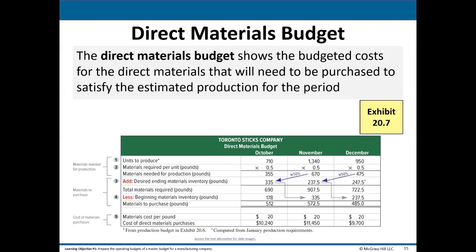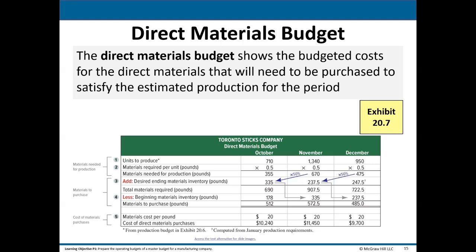First, enter the units to produce from the production budget that we did a couple slides ago. Second, enter the materials required per unit. For TSC, this is 0.5 pounds of wood required per unit. We then compute the materials needed for production. So for October, we take the 710 units to produce that we calculated and multiply it by the 0.5 pounds to get 355 pounds. So now you're going to add your desired ending materials inventory.